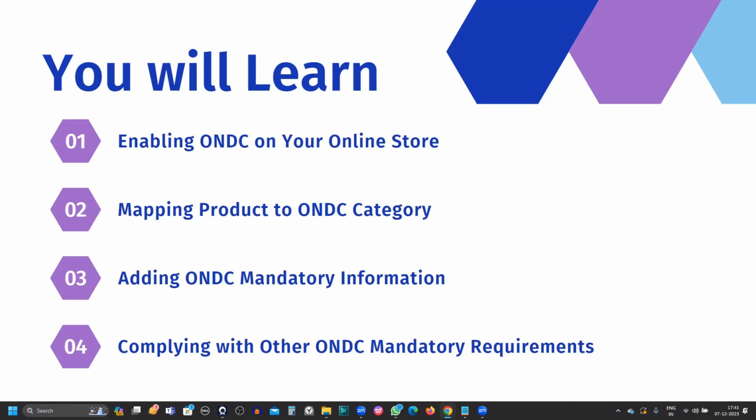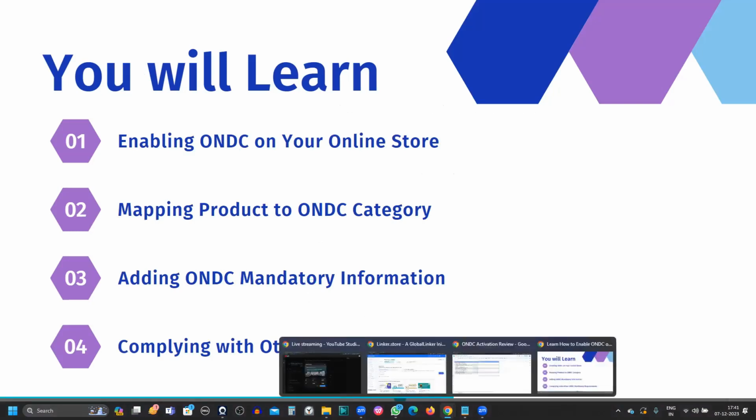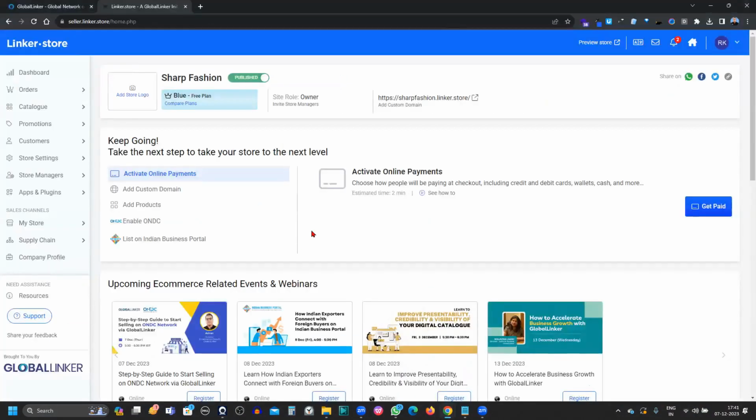For the first step, I'm going to switch my screen and take you to the seller panel of an online store. This is a demonstration store which I use for conducting my training workshops. So this is the seller panel, and I'm assuming all of you have already created an online store for your business on GlobalLinker. If you haven't done that, it is a very simple process and you can easily do it.